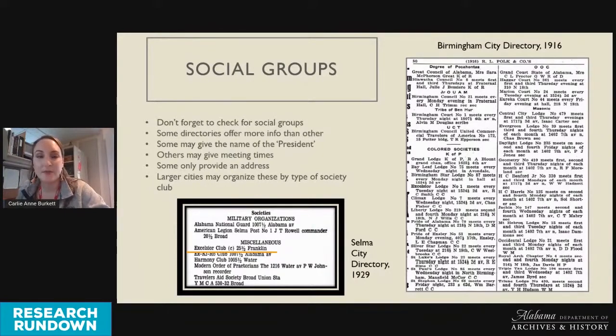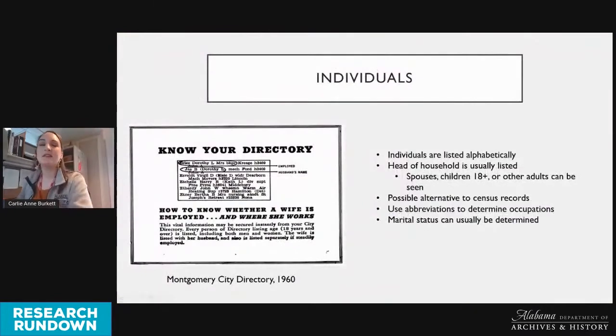And you can even see in the Birmingham one that they tell you when they meet. Like that very first one, well, of course, the first one doesn't, but the next one down says, meets every Wednesday night in Avondale. So you can even find out when they meet. So that's pretty interesting. Next, let's talk about how to find individuals.